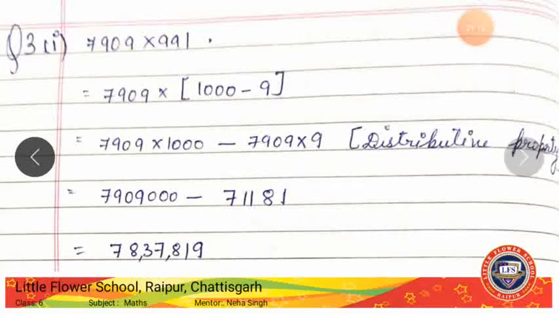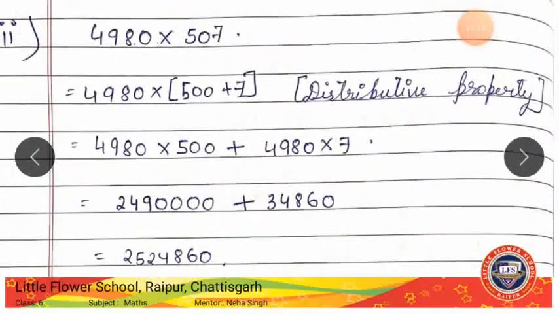Yes, we will solve one more question of this type. 4980 into 507. Now 507, I can write it as 500 plus 7. Then again applying distributive property, these two numbers will be multiplied first, then a plus sign, and these two numbers will be multiplied. So can you see, after applying, our calculation is becoming easier. We can directly, after multiplication, add the numbers and the answer will be 2524860.